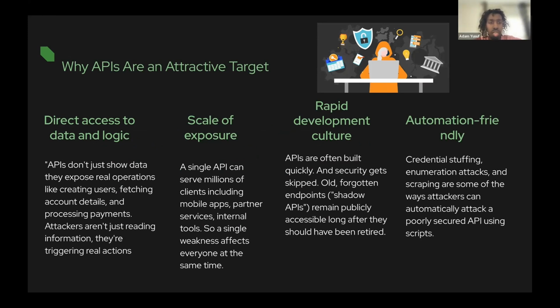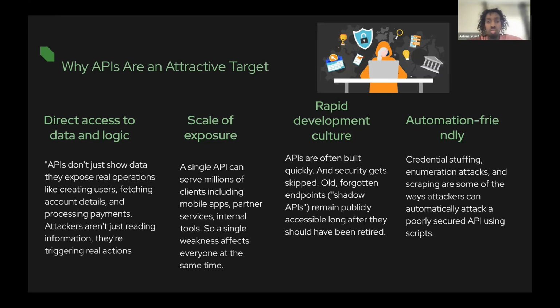And the first point is direct access to data and logic. APIs don't just show data, they expose real operations, like creating users, fetching account details, and processing payments. Attackers aren't just reading information, they're triggering real actions. And the second point is scale of exposure. A single API can serve millions of clients, including mobile apps, partner services, and internal tools. So a single weakness affects everyone at the same time.